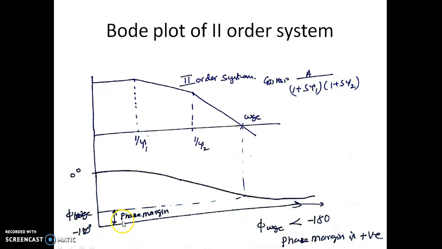Now here also we can find the phase margin. Phase margin is again positive. So phase margin is given by 180 plus phi of omega gc. Since phi of omega gc may be around minus 150, minus 160, minus 170, 180 minus 160, 180 minus 150 happens to be always positive, the phase margin of a second order system is also positive.